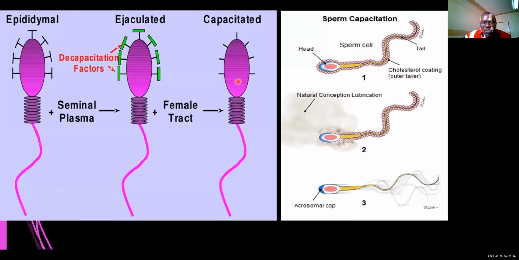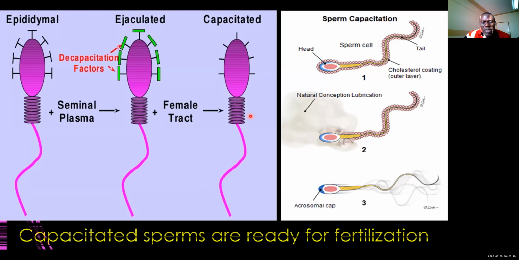Capacitated sperms swim faster and also are able to identify the oocytes. Therefore, capacitation makes the sperms ready for fertilization. All right.